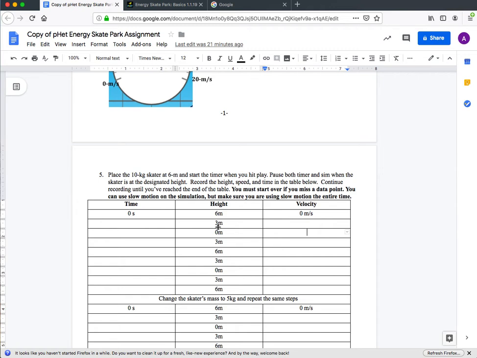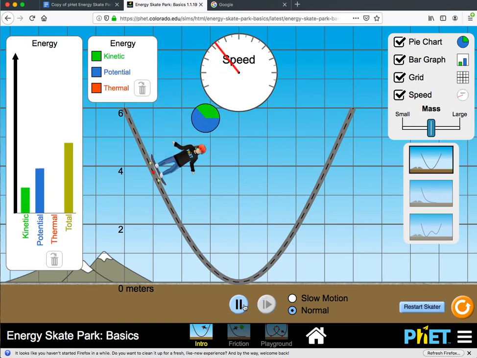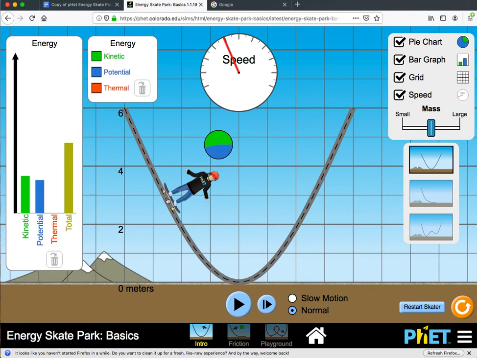Okay, so I'm going to go to 3 meters, and I need to record the speed and the time it takes to get to that point. So, timer in hand, you're going to press start and play at the exact same time, or at least as close as you can get. So we're going to hit start and play at the same time until the skater gets to 3, which is going to be right here. So if I hit play and start, I'm going to stop it close to 3 meters.